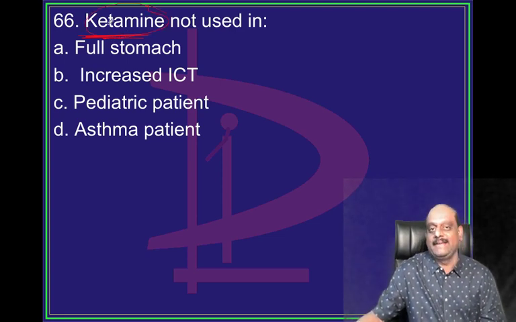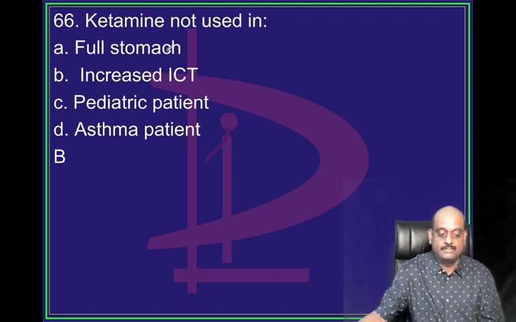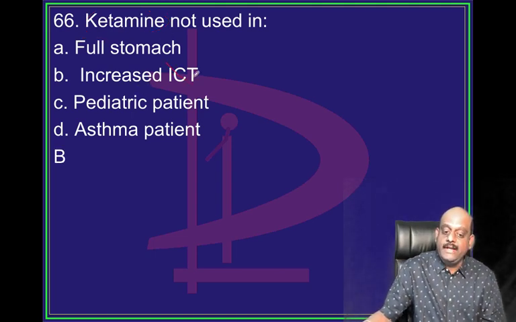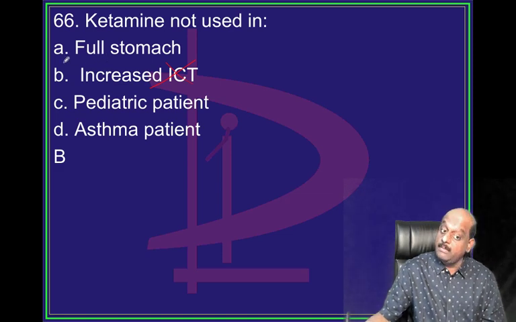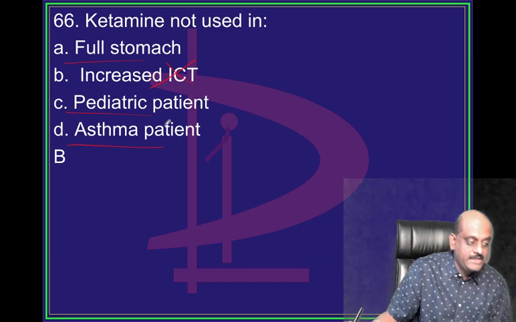So ketamine is not used if there's increased ICT, don't use. It can be used very much in full stomach, pediatric patients, and asthma patients, because it is a bronchodilator.